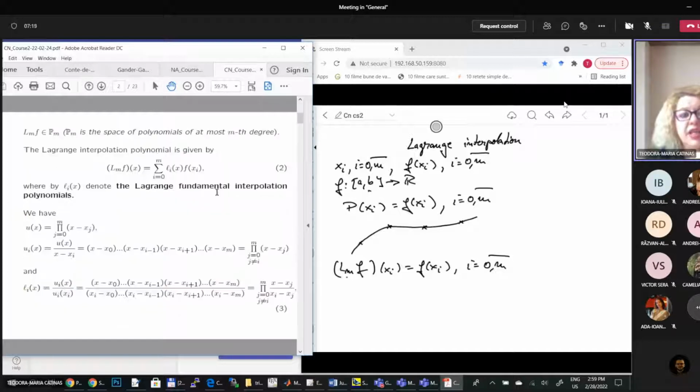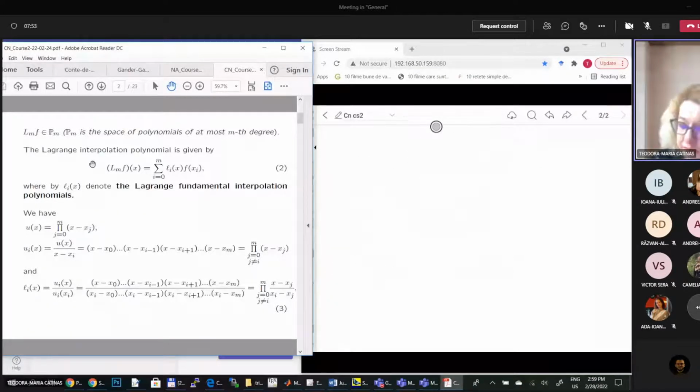Lagrange interpolation conditions, and we have the following forms of the polynomial. We have proved in the previous lecture that this polynomial exists. We had that system with the Vandermonde matrix. That system has a unique solution, so the polynomial exists and is unique. And for finding the polynomial, we have the following formula. So the Lagrange interpolation polynomial is given by the following formula.